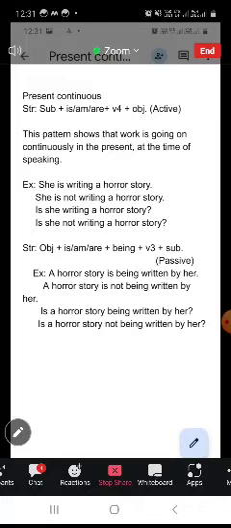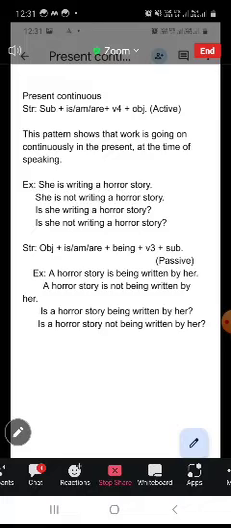Passive. Object plus is/am/are plus being plus V3 plus subject. This is the passive structure. In passive, object will come first. A horror story is being written by her. एक हॉरर स्टोरी उसके द्वारा लिखी जा रही है. A horror story is not being written by her. एक हॉरर स्टोरी उसके द्वारा नहीं लिखी जा रही है.